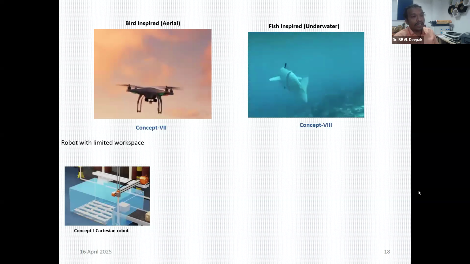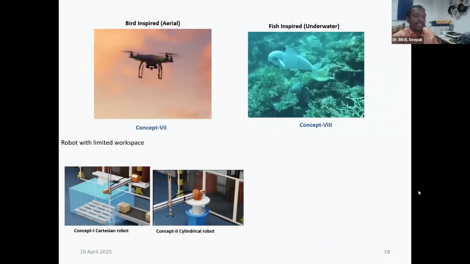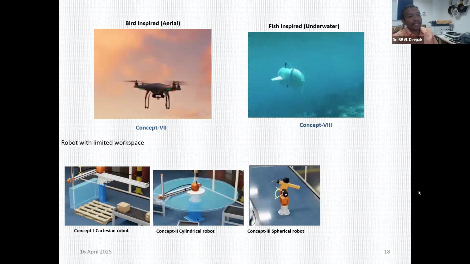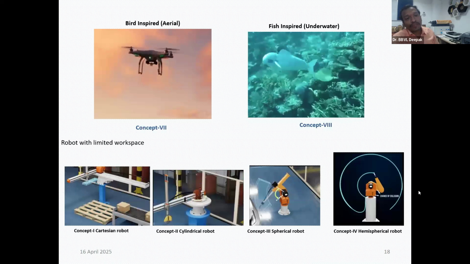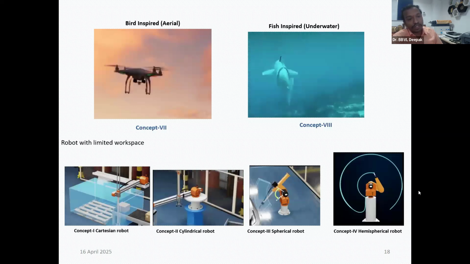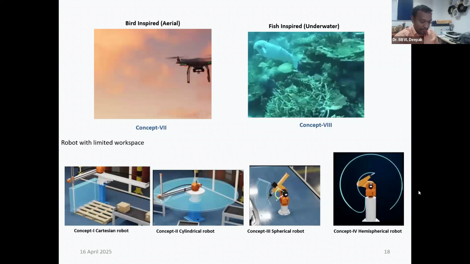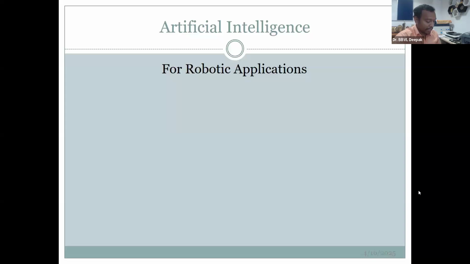One is Cartesian, which can move in X, Y, and Z directions. It may be a cylindrical workspace robot, or a spherical workspace robot, or a kind of articulated robot which is inspired by the human arm structure. So this is the locomotion of a robotic system.